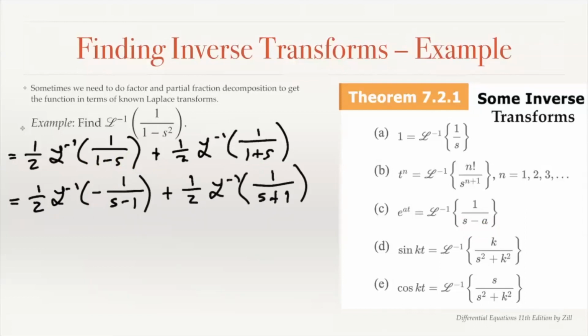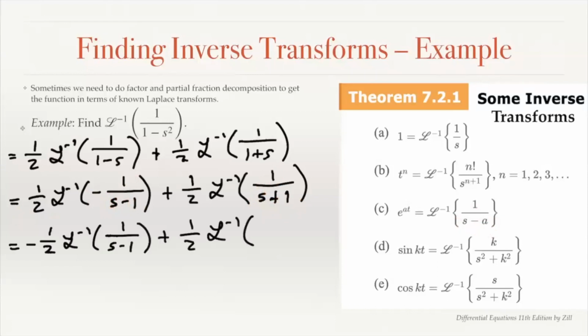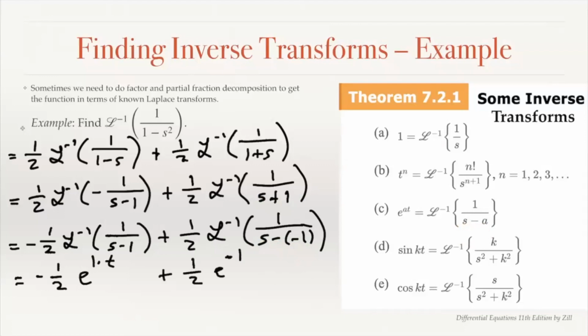Okay, so here we pull out that minus sign and we're good to go. 1 over s minus 1, 1 over s minus a. Over here, 1 over s plus 1. Can we make that look like 1 over s minus a? So here's another common trick. s plus 1 is s minus negative 1. So there we go, that's 1 over s minus a. So now it's of that form. So this is negative 1/2 e to the 1 times t plus 1/2 e to the negative 1 times t.